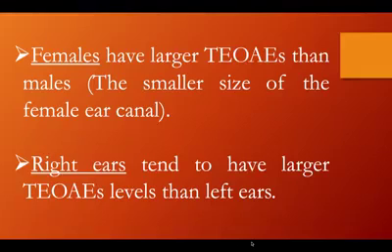Females have larger transient evoked otoacoustic emissions than males, owing to the smaller size of the female head and ear canal. Right ears tend to have larger transient evoked otoacoustic emission levels than the left ear.